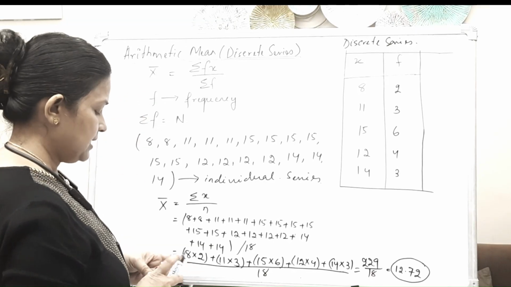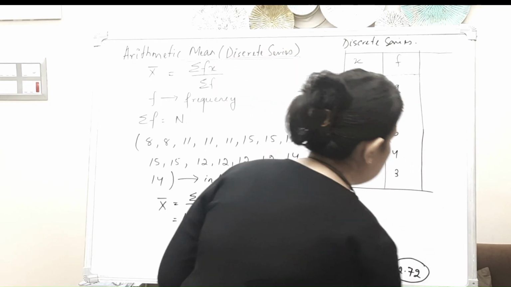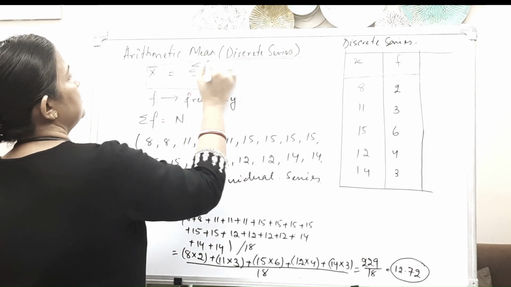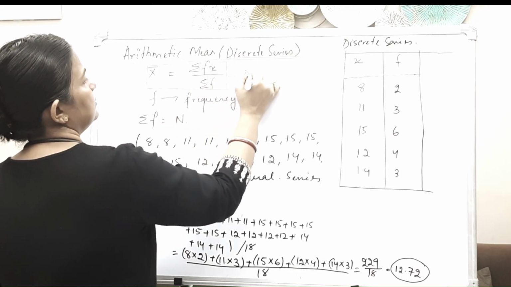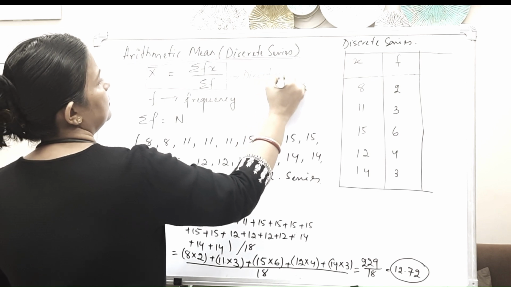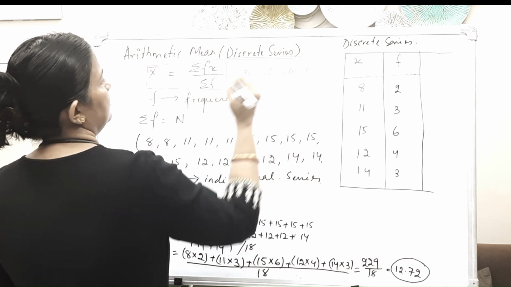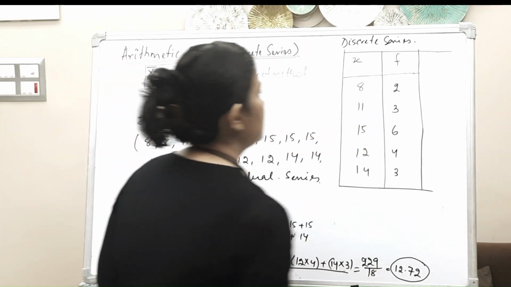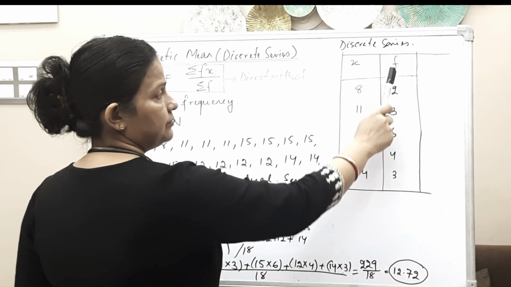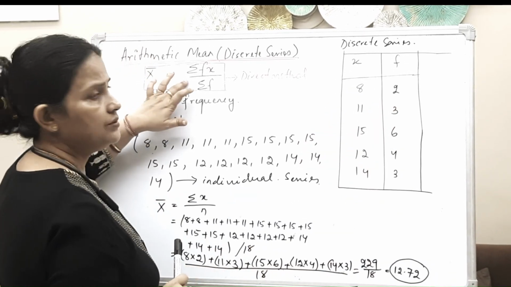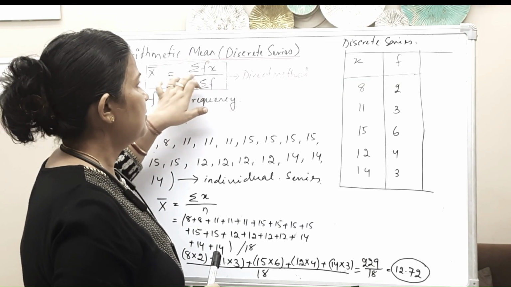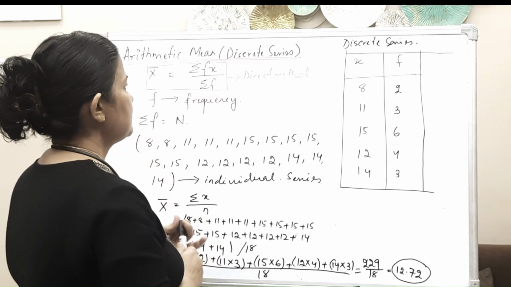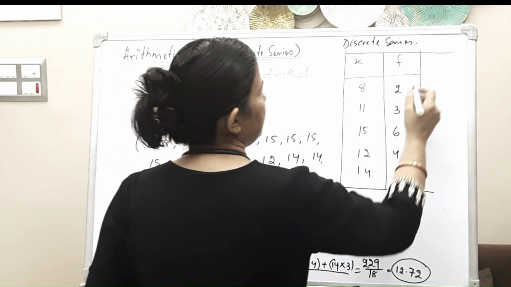This formula is for the direct method. So how are we going to calculate? x is given, frequency is given. What do we need to find to calculate the mean? We need to find fx, and then find sigma of fx. So what is fx? We just need to multiply.